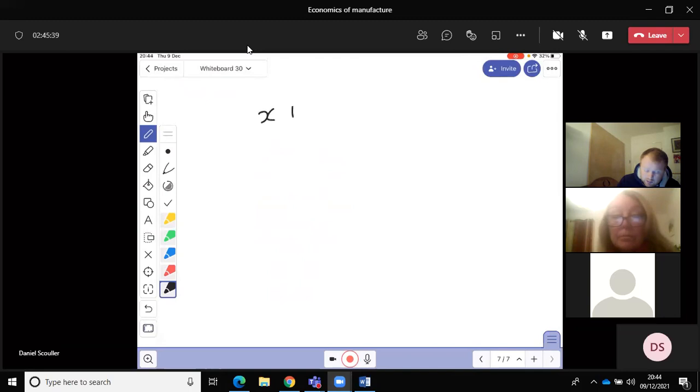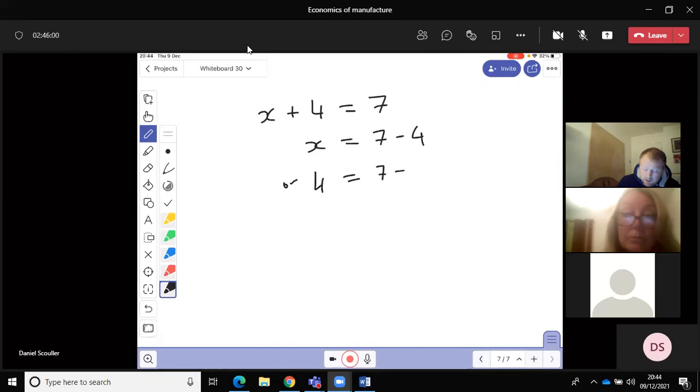So we've got x plus 4 equals 7. We could also write that as x equals 7 minus 4. Change side, change sign. Or we could write that as 4 equals 7 minus x. So we can write that equation in 3 different ways that all says the same thing. That's probably the most important thing. That is always balanced. Every single one of those equations is always balanced.